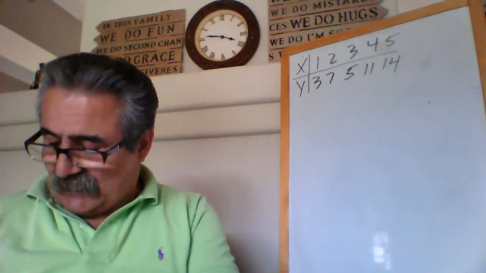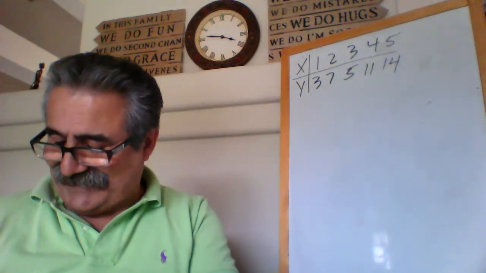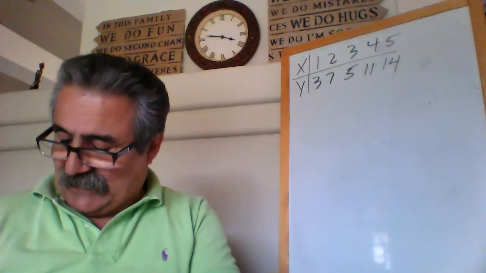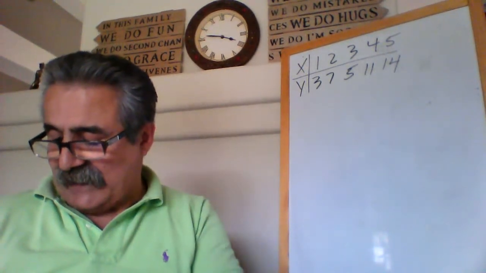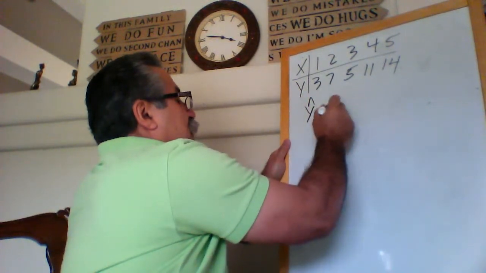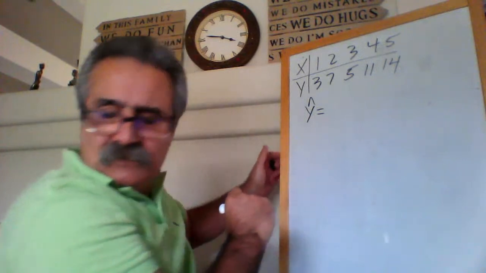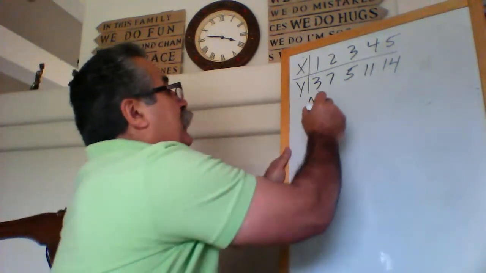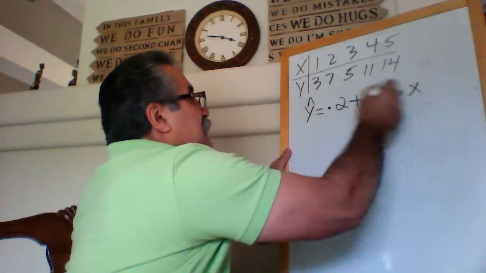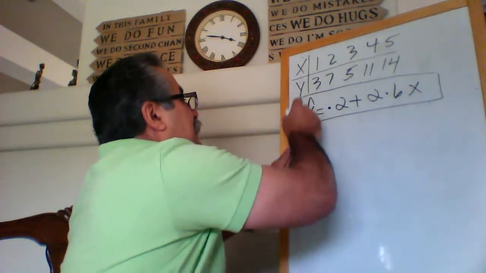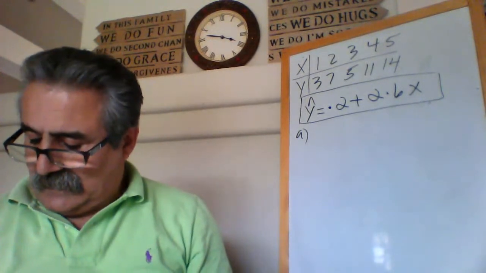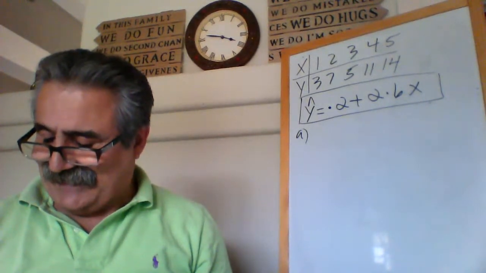The estimated regression equation for these data is given. If you guys remember, the equation was 0.2 plus 2.6x. This is given. For part A, compute SSE, SST, and SSR.